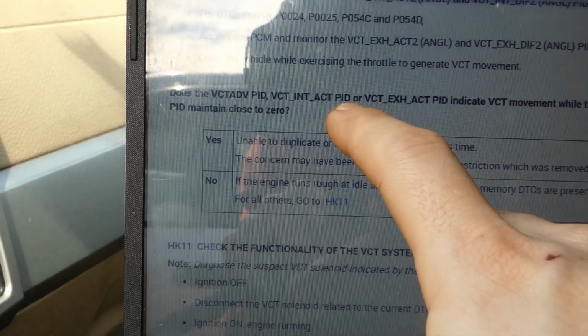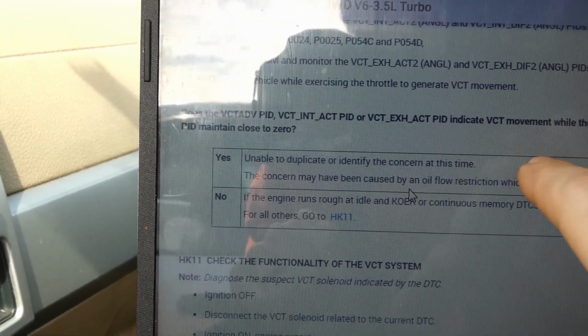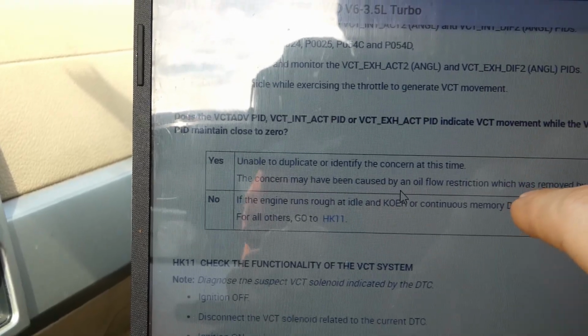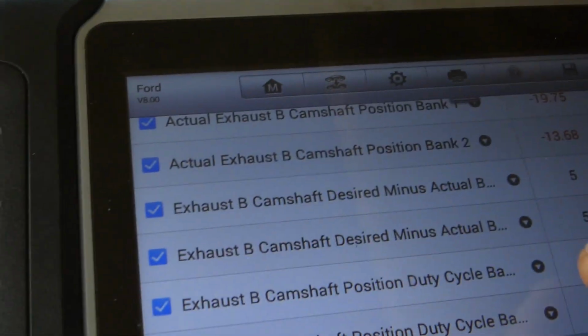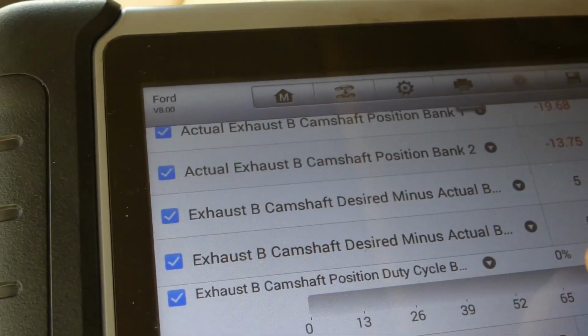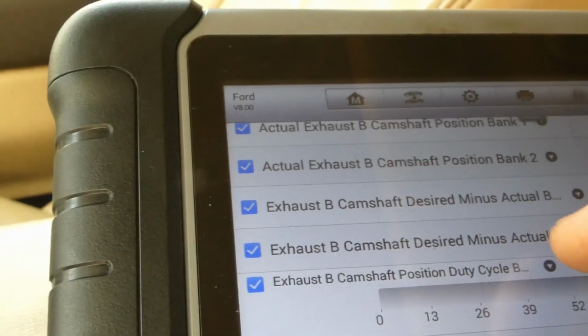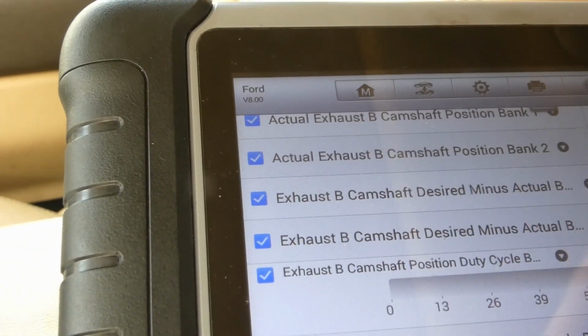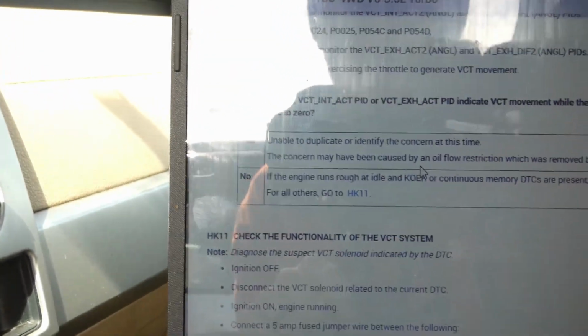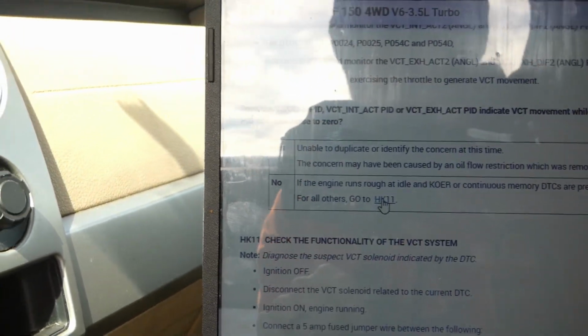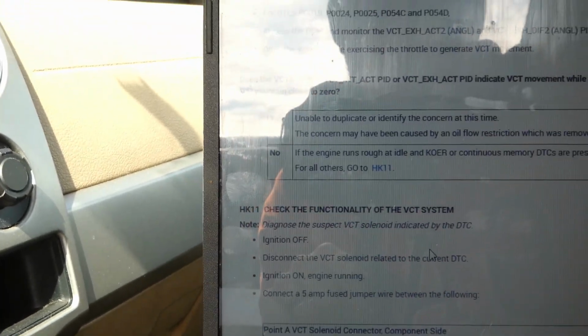We are going to watch. We want the duty cycle to remain at 0 and see if those move at all. Alright, I already know we're going to have an issue, so then we'll go down and check the VCT next. Let's take this guy for a spin and see if this angle changes.